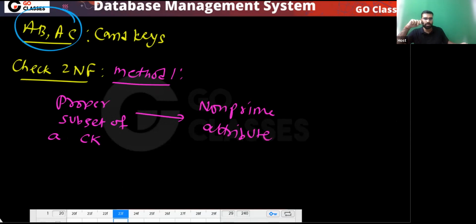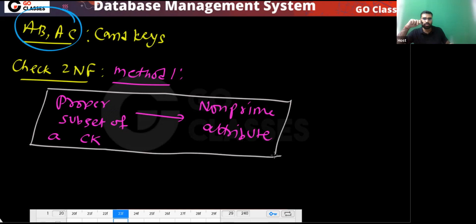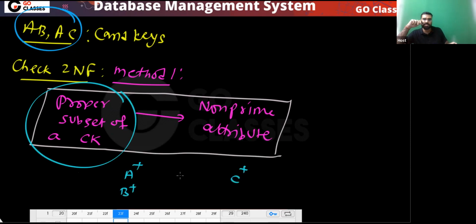Correct? Okay. So can you find this type of FD? What are all the proper subsets you have to check? All the proper subsets of candidate keys. So you have to check A plus, B plus, and C plus, right? You have to check what A can determine, what B can determine, what C can determine.